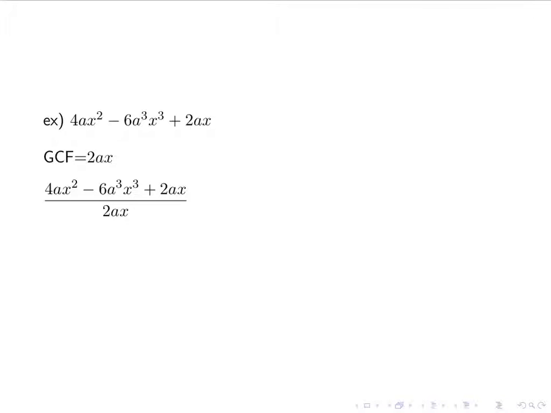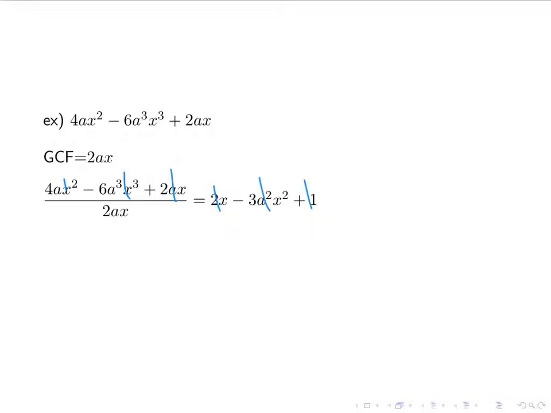When I take my expression and divide it by 2ax, my first term gives me 2x. My second term gives me 3a squared x squared. And then my last term, remember, is 2ax divided by 2ax. We sometimes say they cancel out, but remember, they cancel as a 1, not a 0. So when I write it out, I have 2x minus 3a squared x squared plus 1. I've got 3 terms here. I need 3 terms in my answer. So remember, 2ax over 2ax is 1, not 0.